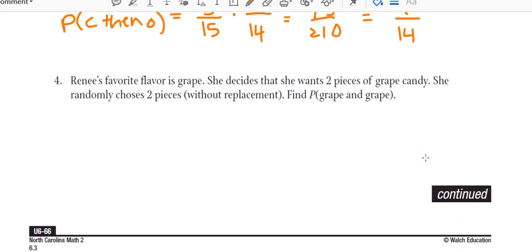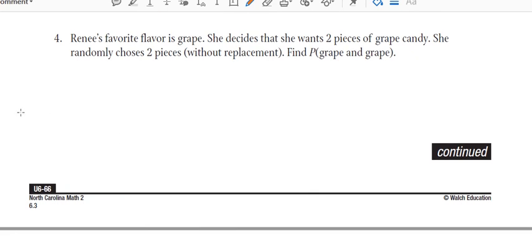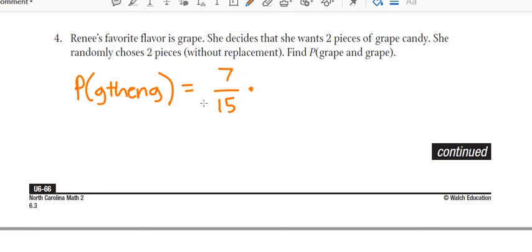So here it says she decides she wants 2 grape pieces of candy. She randomly chooses 2 pieces without replacement. Find the probability of grape and then grape. So probability of grape, then grape. Well, the first time there's 15 candies in the bag, and of them, 7 of them are grape. Well, she pulls a grape out, and now there's only 6 grapes left in the bag, and there's only 14 candies. So when you multiply and then simplify, you end up getting 1/5 as your final answer there.